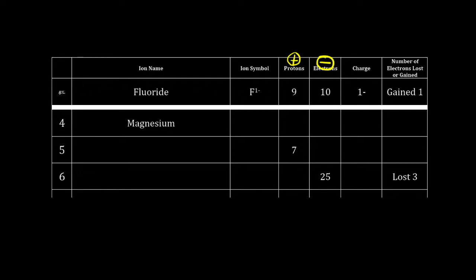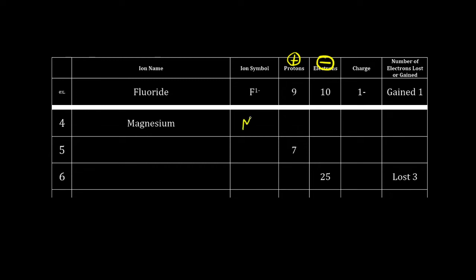So here's our first example right here. You can see that fluorine becomes fluoride with a 1 minus charge because it has one more electron. It receives one more electron when it becomes an ion. So let's do a couple examples here. I got example problems 4, 5, and 6 down here. Let's fill in this table based on these headings up here. We're going to give the ion name, the symbol, the protons, electrons, charge, and then the total number of electrons lost or gained.